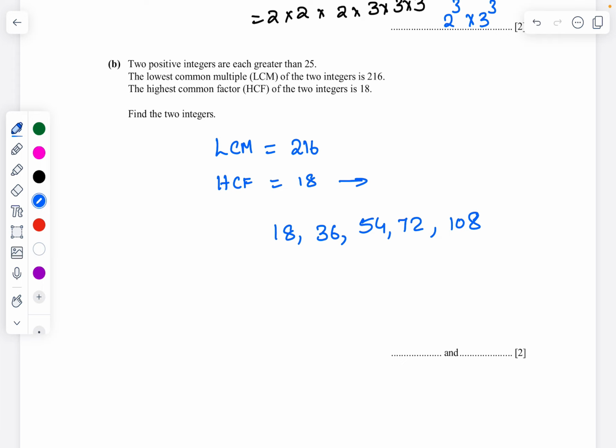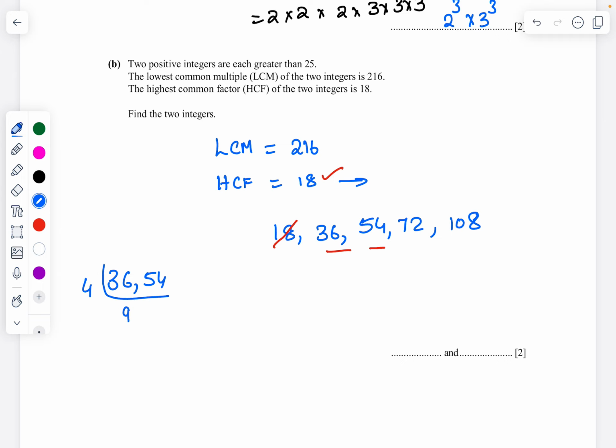Now, what am I going to do? Those two should be greater than 25, so it cannot be 18. So let's try with 36 and 54. For 36 and 54, the highest common factor works as 18, but the lowest common multiple will not work. What is this? 216. For 36 and 54, if at all I try 36 and 54, what does it become?